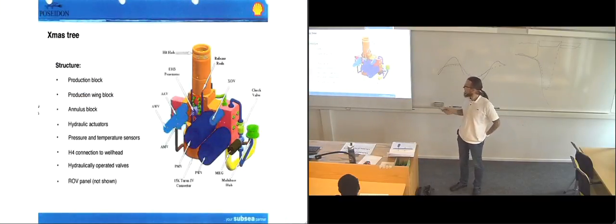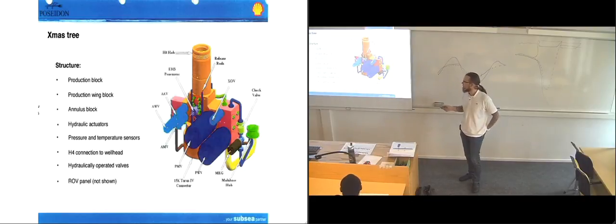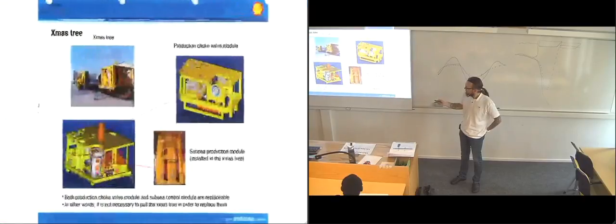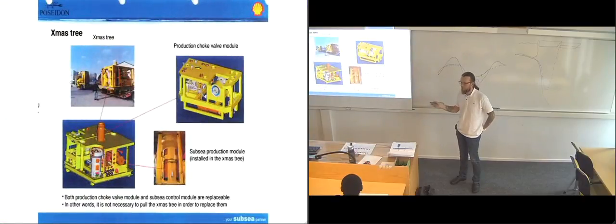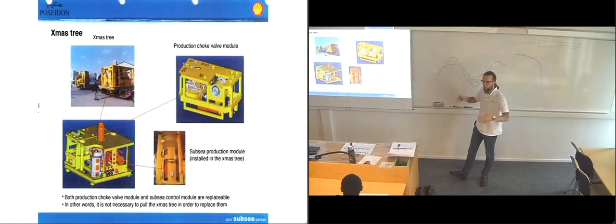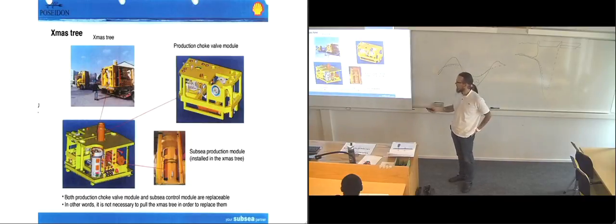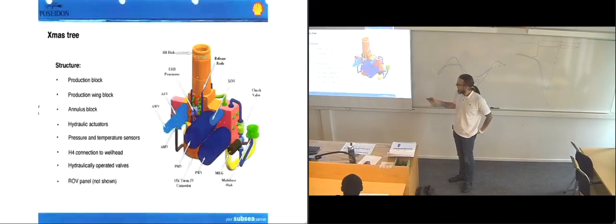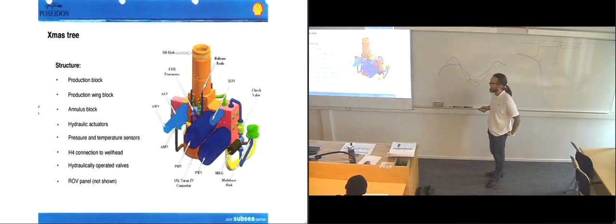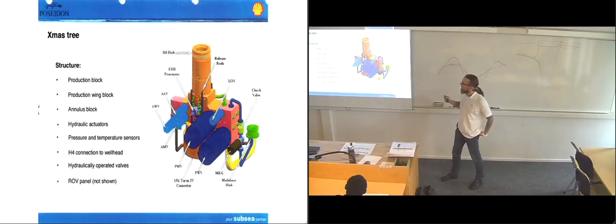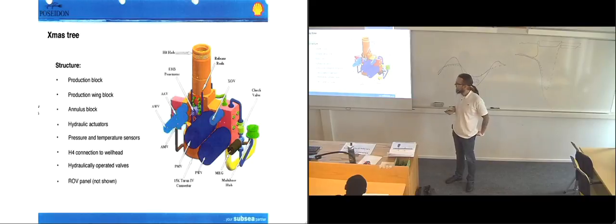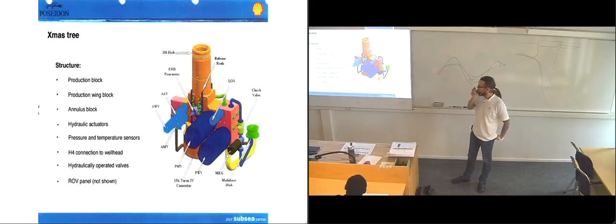So for the Christmas tree itself, this is how it looks if we strip away all of the yellow framework that's keeping everything in place and protecting it. The orange stuff inside here, that's the Christmas tree itself. And this is how it would look if we stripped away everything else. So we have the H4 hub up top where we can connect it.